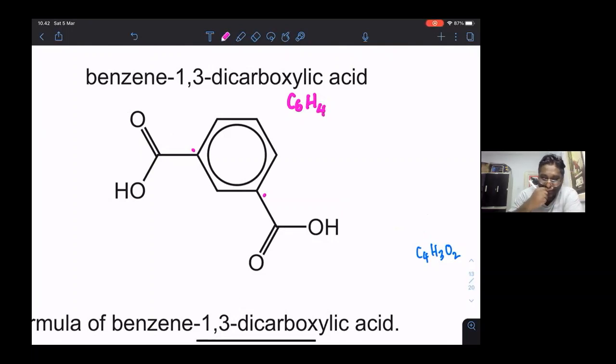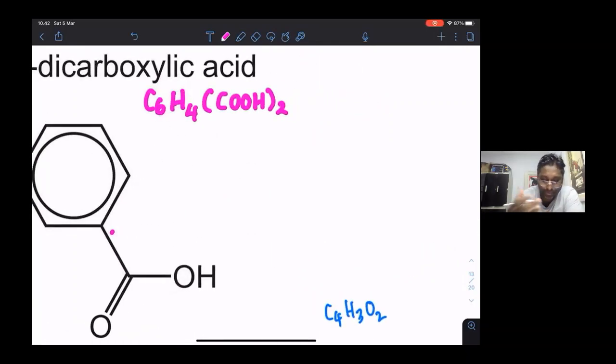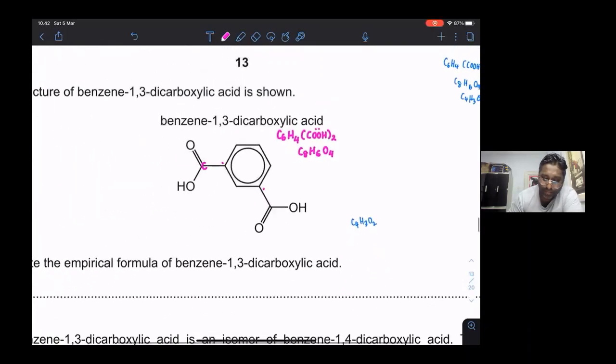The rest, you need to write down that this one is COOH, and this is also COOH. If you want to write it as a molecular formula, you write C8, hydrogen 4, and this one is going to be 2 hydrogen, so H6. Oxygen, 2 times 2 is 4, so O4. This is going to be my molecular formula.